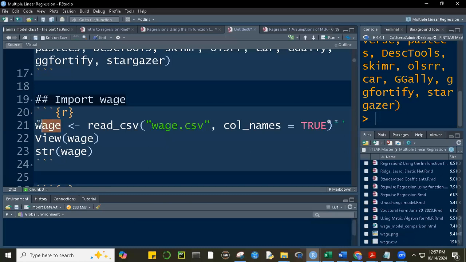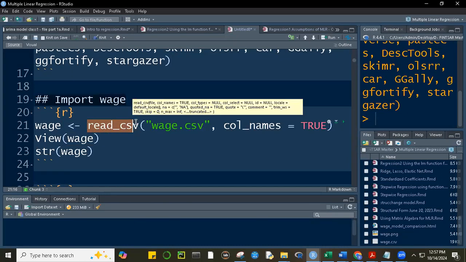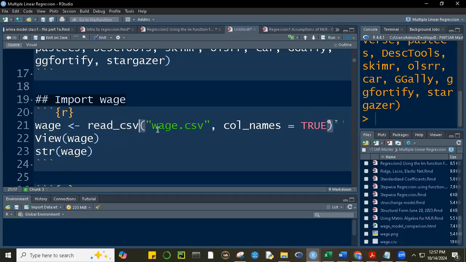So here I'm creating this object wage, and then I'm using the read underscore CSV. This is from readr or from tidyverse. And then just identify the name of the file. Otherwise, if it was saved in another location and not in the R project itself, then you would have to identify the location, the folder or the directory where it's found.